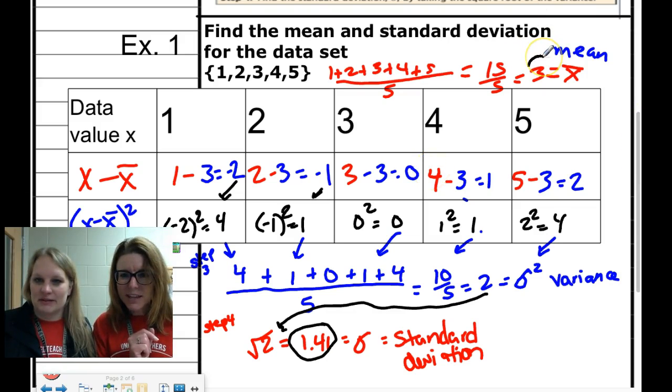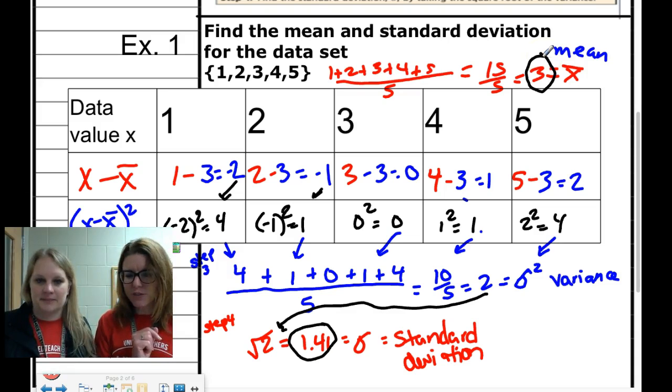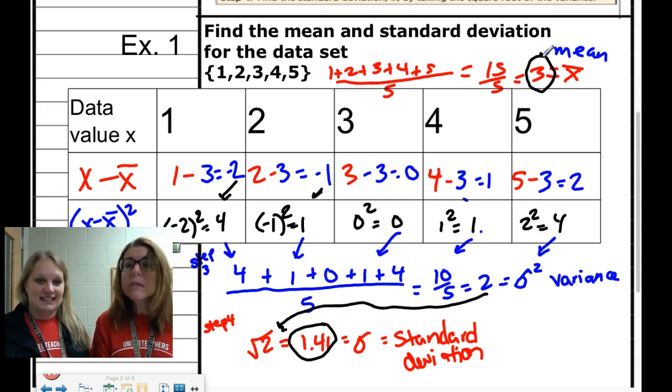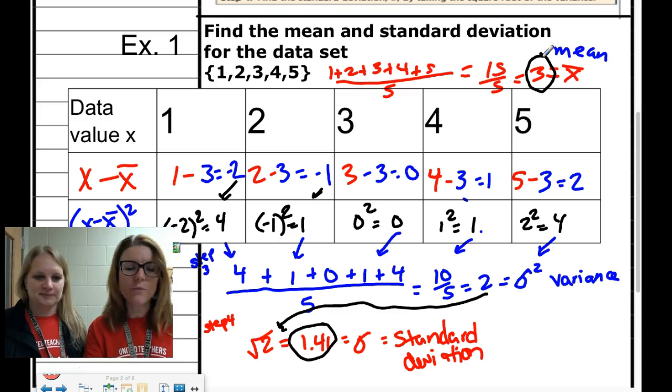So here's our 3. That's the mean. And that's it. Circle the standard deviation. That is it, you guys. It's really pretty straightforward. It's just a lot of steps, but it's really easy. You can do it. We have faith in you all.